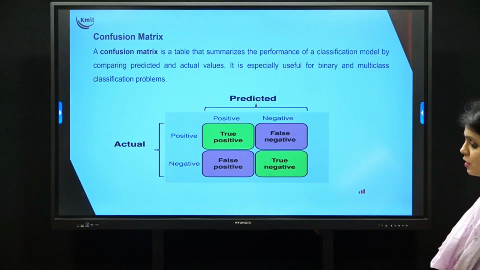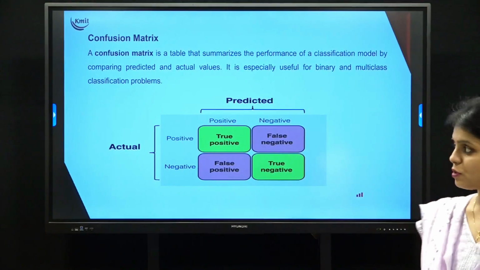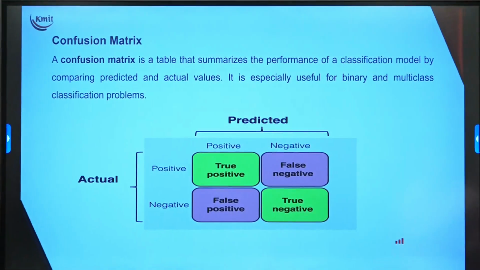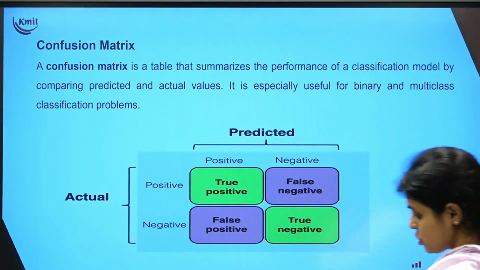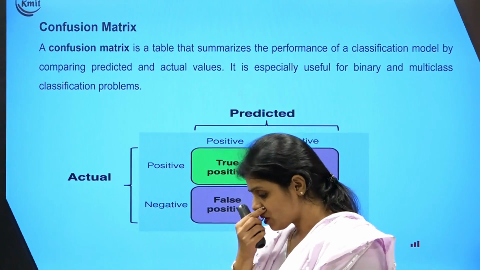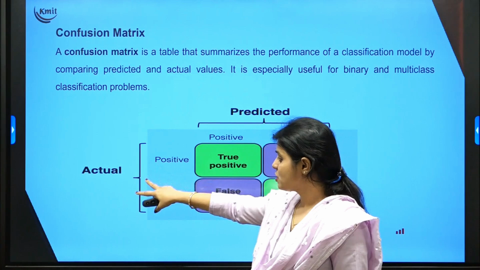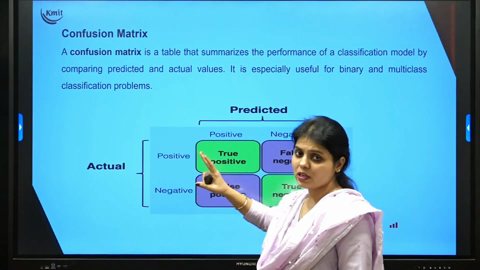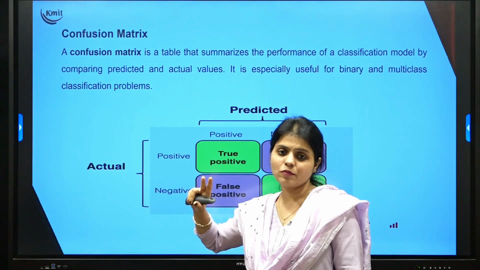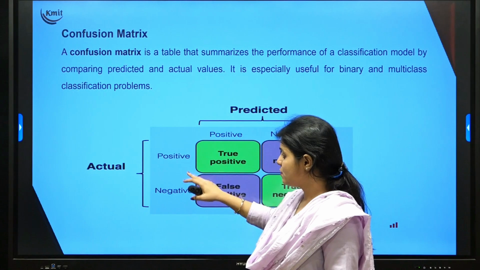So before I start with the performance metrics for classification, we have to understand what a confusion matrix is. A confusion matrix is nothing but a table which summarizes the performance of the classification model. As you can see, you have actual values on one side, predicted values on the other side. There are four different cases that we have to understand when we talk about actual and predicted values. So we have positive, negative.